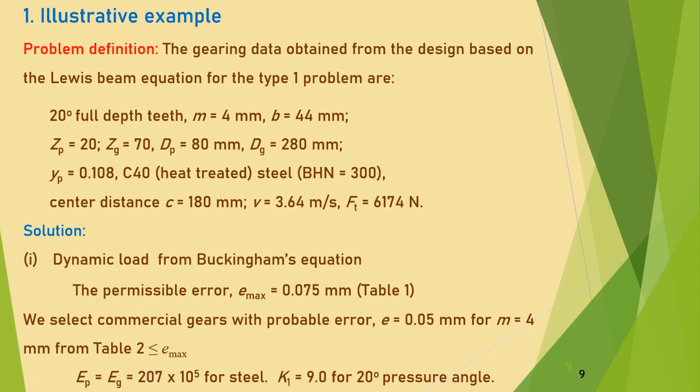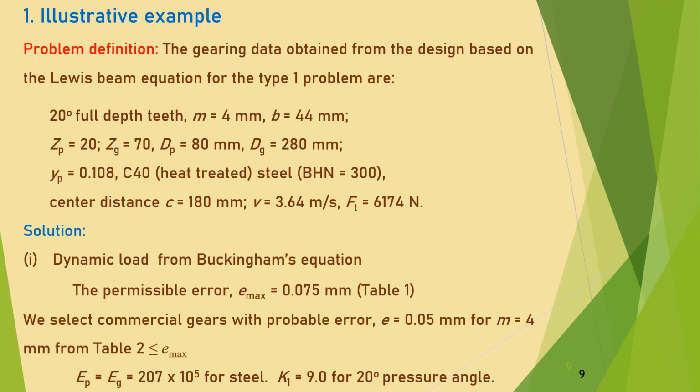I take up an illustrative example to explain design against fatigue. The gearing data obtained from the previous design based on the Lewis-Peave equation for the type 1 problem are reproduced here. 20-degree full depth teeth, module 4 mm, beam width 44 mm, number of teeth on pinion and gear. The diameters are mentioned here. The form factor was 0.108 for pinion. Material was C40 heat treated steel. The pitch line velocity was calculated as 3.64 meter per second and the tangential tooth load as 6.74 Newton.